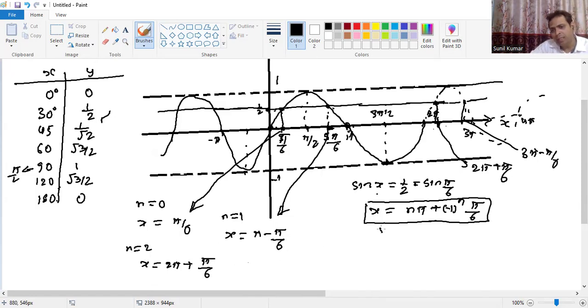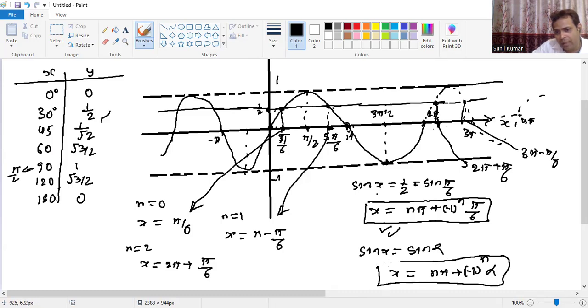Okay, so this is the general value if we have sine x equal to 1 by 2, then x becomes this. And based on this we can also write one formula: if sine x is equal to sine alpha, then x becomes n pi plus minus 1 power n into alpha. Alpha is the angle with respect to the first quadrant, we have to get this alpha.